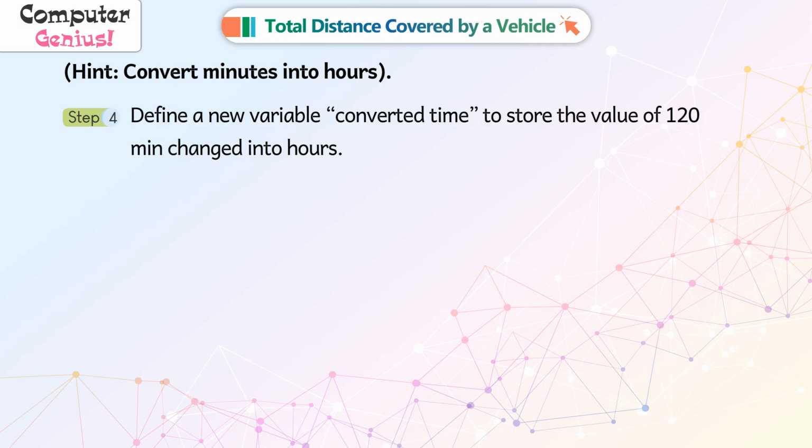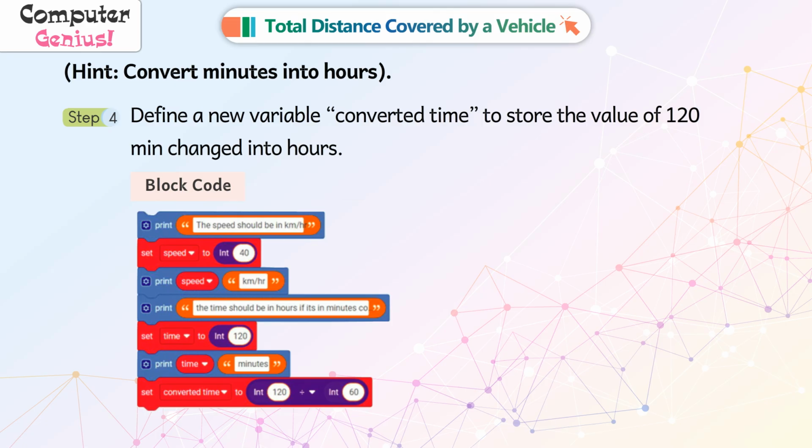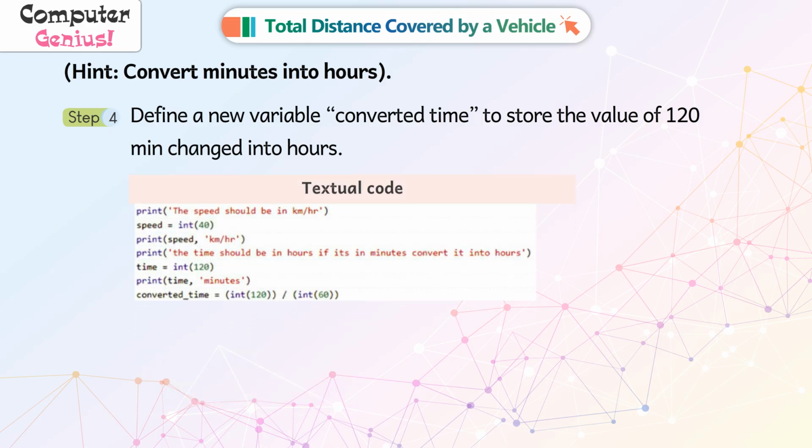Step 4. Define a new variable converted time to store the value of 120 minutes changed into hours. Block code. Textual code.